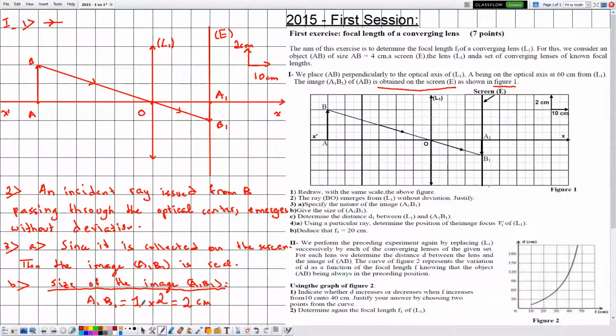Always, all quantities in physics must have a unit. Finally, it's a good habit to write our final answer in a box to make it easier for the corrector to notice our correct answer. Okay, so this is it for part B.